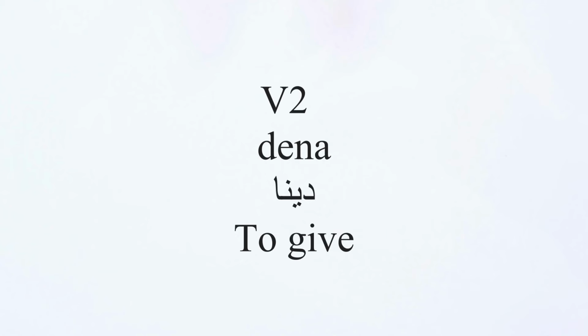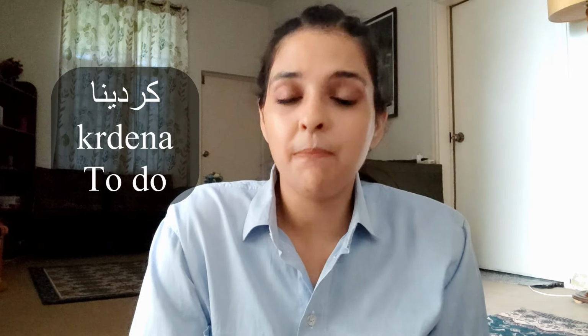The second verb, V2 verb, is the verb DENA. DENA is to give. But DENA loses its lexical meaning. It loses its meaning when it's in a compound verb. So, kar dena is our compound verb. DENA is going to receive all the inflections, like the gender of the subject, the number of the subject, and all the conjugations.